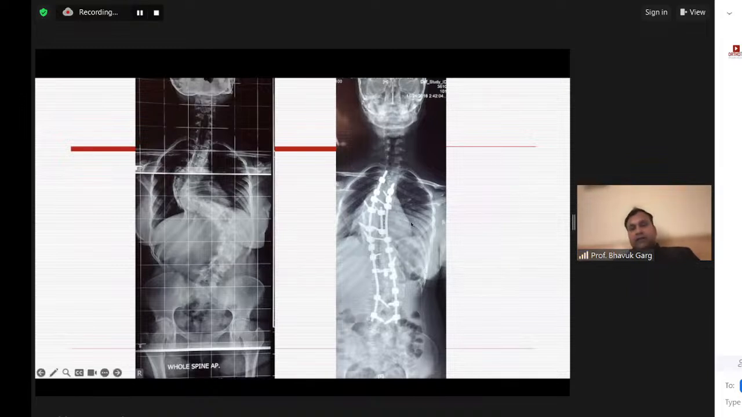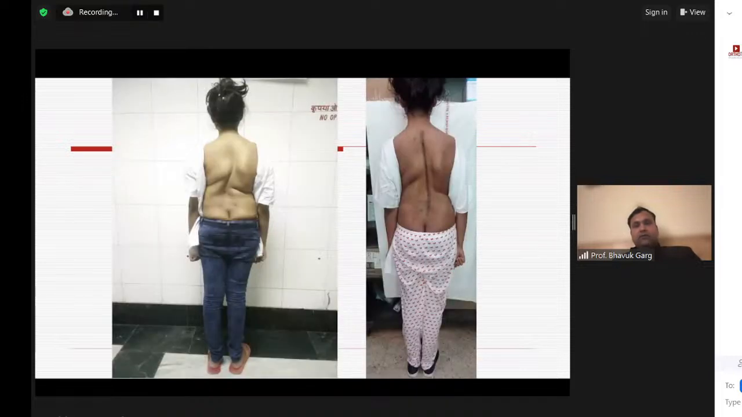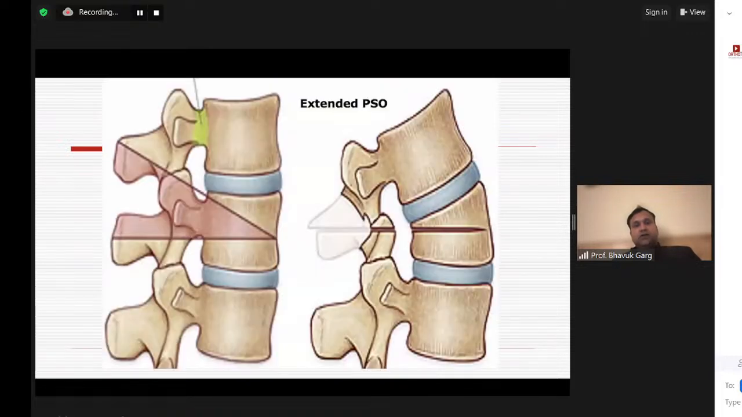And you can see here that I use a small rod separately, which we call a satellite rod, for this correction because it gives me a more controlled distraction at the osteotomy site. And once I have achieved the required distraction, then I use a bigger rod to span these osteotomies, and again I can get good correction with the help of these osteotomies.